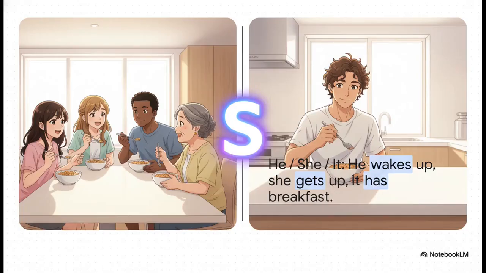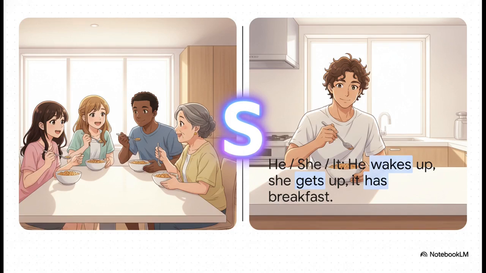This chart makes it super clear. For he, she, or it, we usually just add an S to the verb. So I wake up becomes he wakes up. And check out the verb have. That's a special one. It changes to has. So I have breakfast becomes she has breakfast.